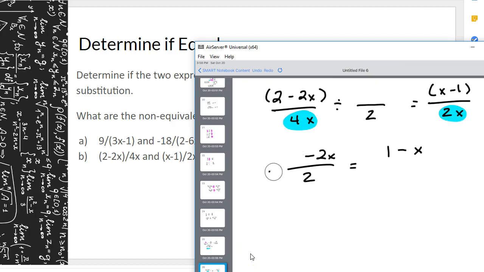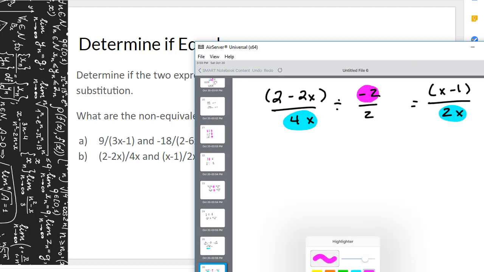In order for these to be equivalent, we could also work the other way. How can we make 2 minus 2x into x minus 1? Or x minus 1 into 2 minus 2x? Well, we'd have to divide by negative 2. So since these two numbers are different, this is not an equivalent rational expression. So you need to be able to work forward and backwards with these in order to determine rational expressions. So multiplying and dividing, looking for those simplest rational expressions that we can change.